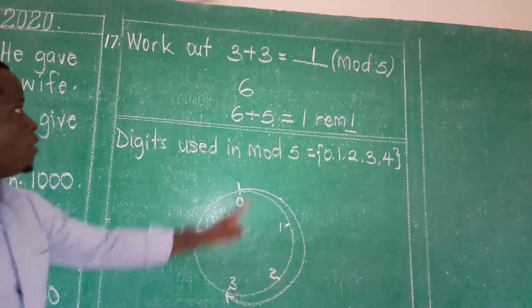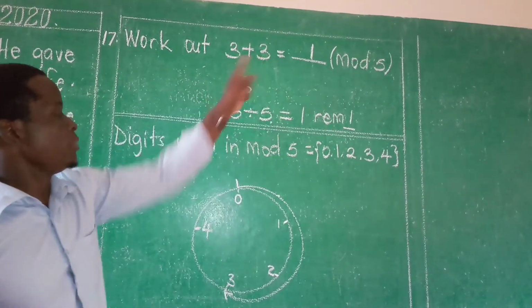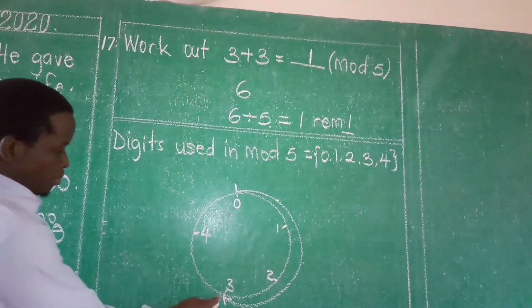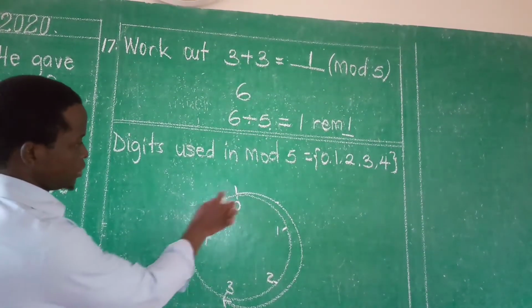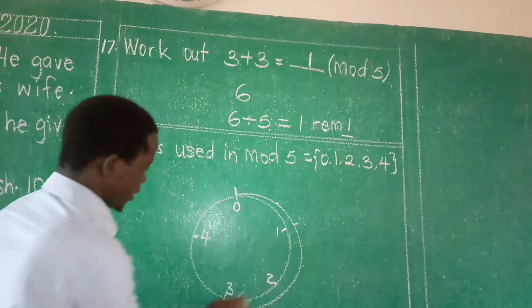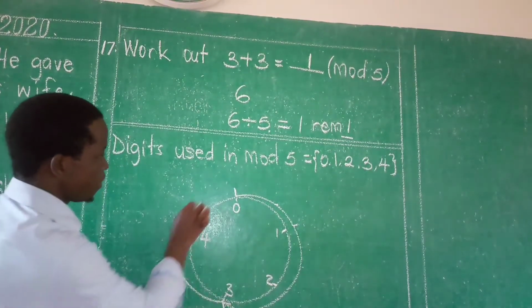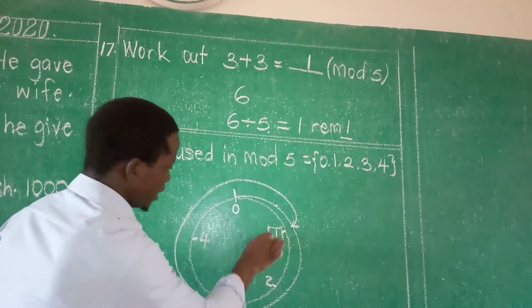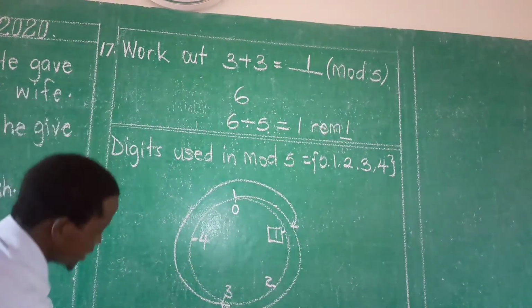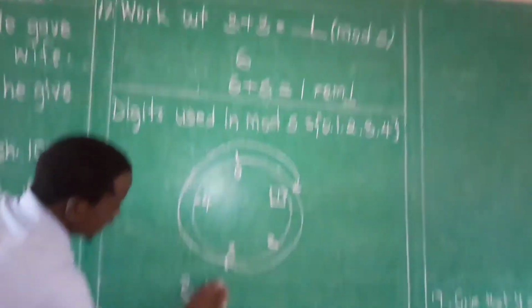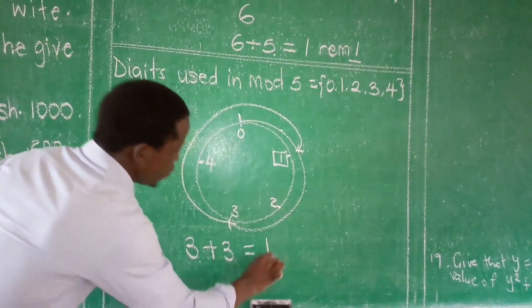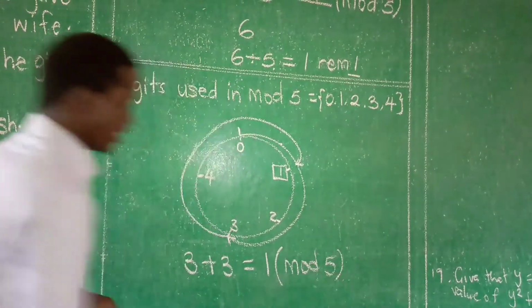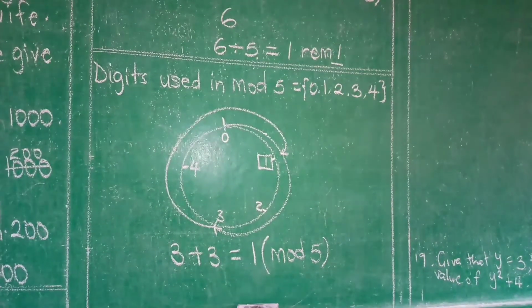What do we do? We add 3 steps. We again move 3 steps, still clockwise because it is positive. We move from here. 1, 2, 3. Where shall we end? Here. Again we draw. And this is where we are ending. So our answer is still 1. Therefore we say that 3 plus 3 is equal to 1 mod 5. Clear? Yes, both give the same answer, and that's 1.